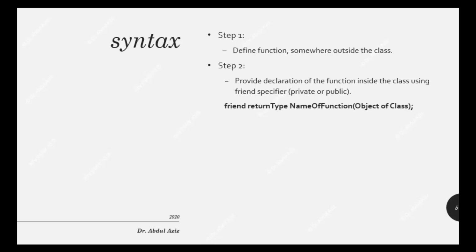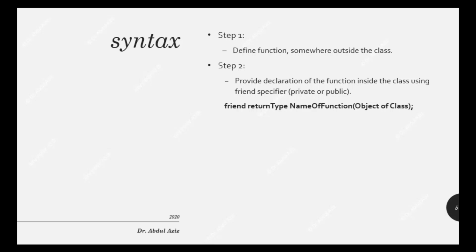So look at the syntax. How are you going to declare it? First, we need to provide a keyword, the specifier, that is friend, and then we provide the signature of the function, that is the return type and name. And remember, as an argument, we always need to pass an object of the class in which this function is basically declared as a friend.